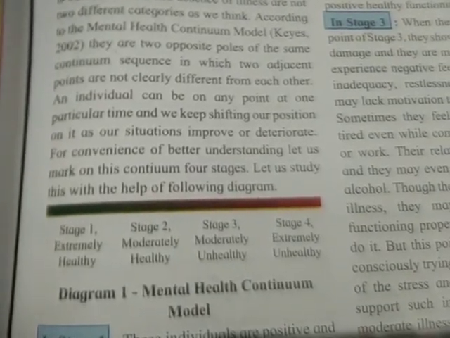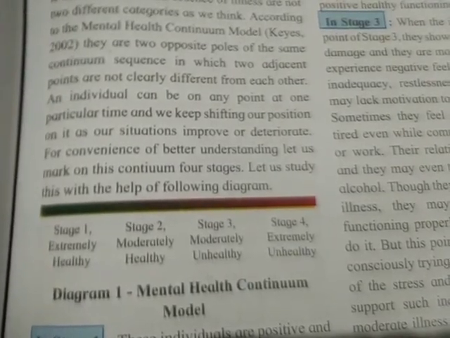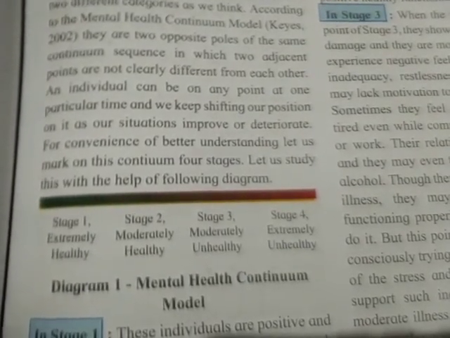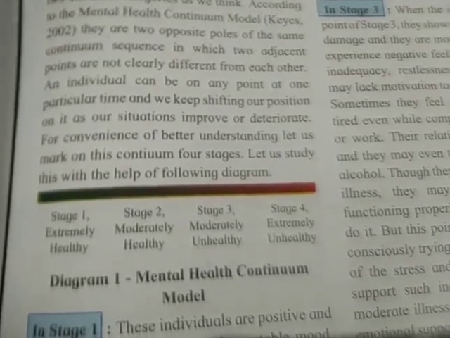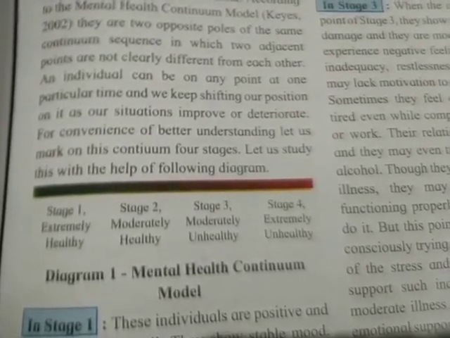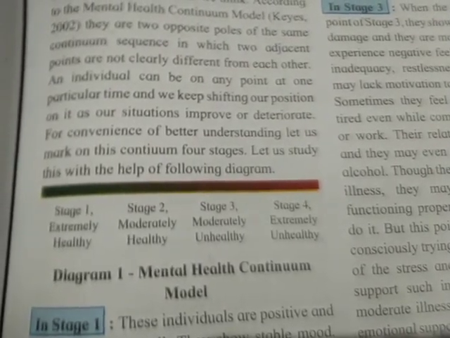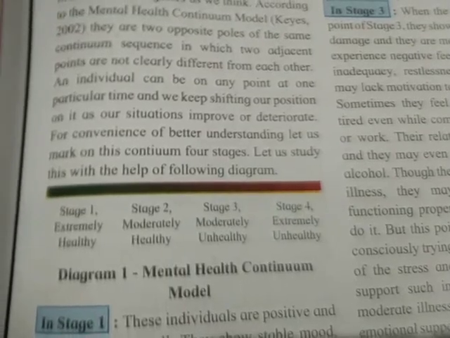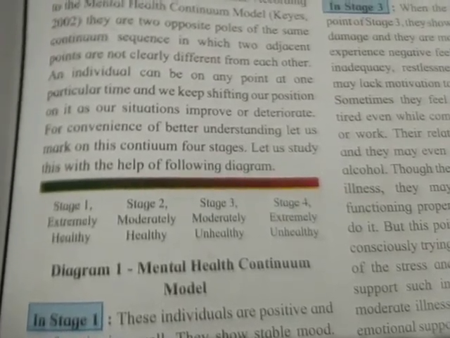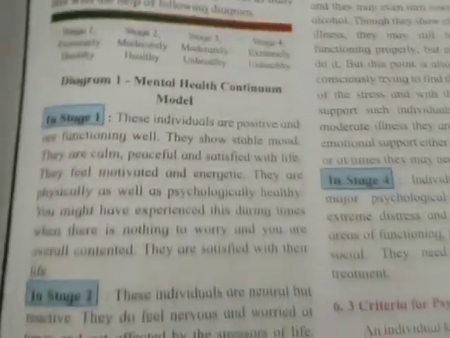For convenience of better understanding, let us mark on this continuum 4 stages. Let us study this with the help of the following diagram. Stage 1, extremely healthy. Stage 2, moderately healthy. Stage 3, moderately unhealthy. And Stage 4, extremely unhealthy. This is the diagram of the mental health continuum model.